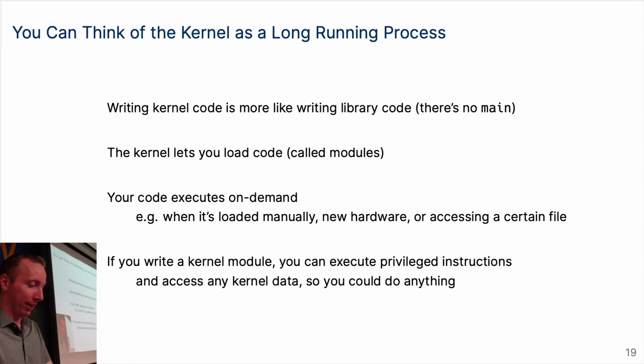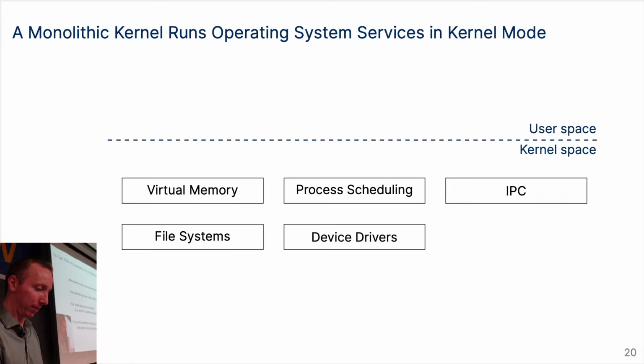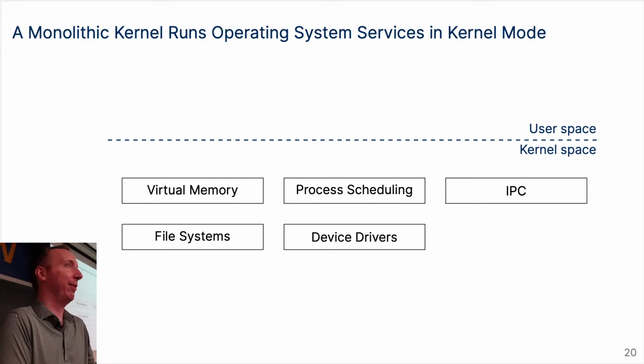And you could also do weird things. You could just kill everyone's program running on the machine if you wanted to, if you touch a special file, right? There's lots of weird things you can do. So there's different ways of organizing the kernel.